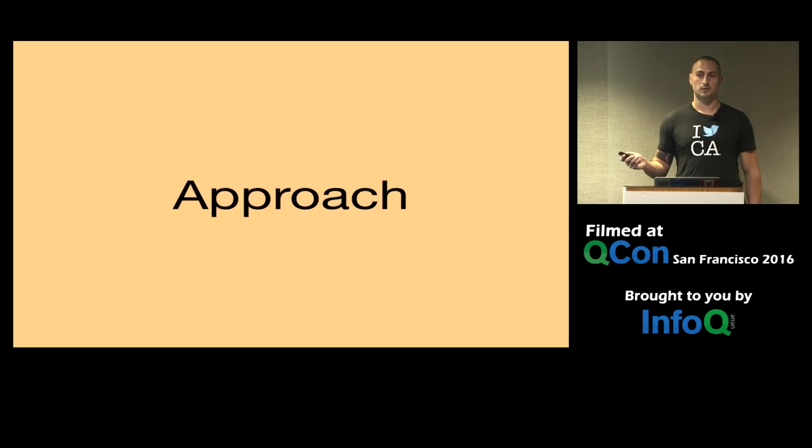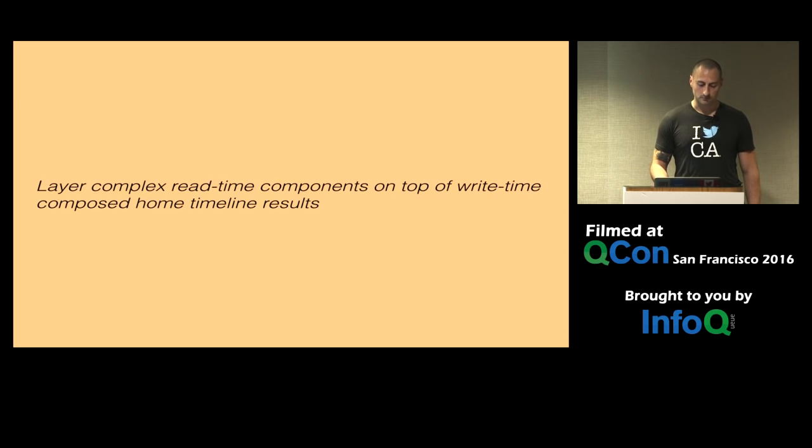So here's some things that we did. The first thing, sorry for those in the back: layer complex read-time components on top of the write-time composed home timeline results. So start by saying we didn't actually throw out the old system and build something new. We simply augmented the existing system with a lot of complicated read-time logic, and we slowly ramped that up. This meant that the years of business logic we built into Twitter for serving reverse chronological timelines remain completely intact, and that real-time tweet results, as constructed by our fan-out system, continue to be available as a source of content.